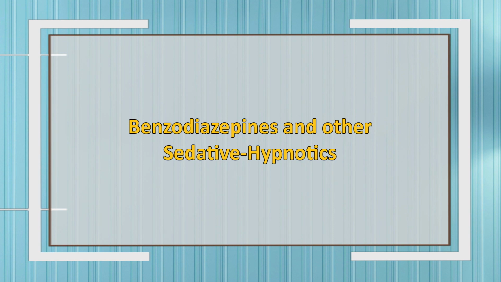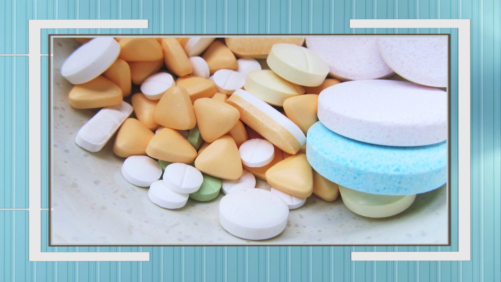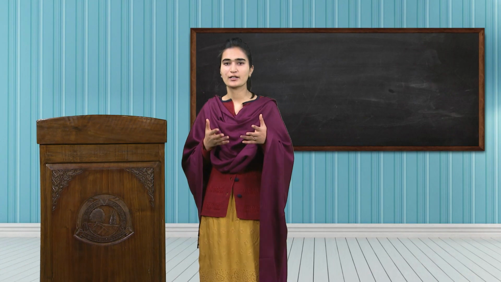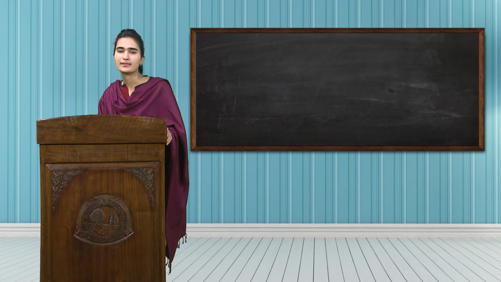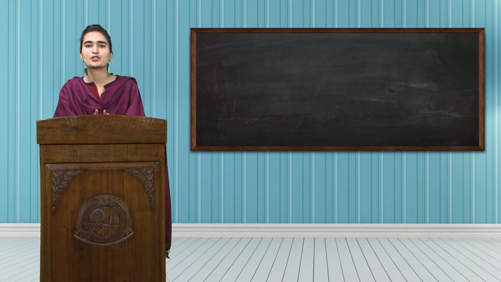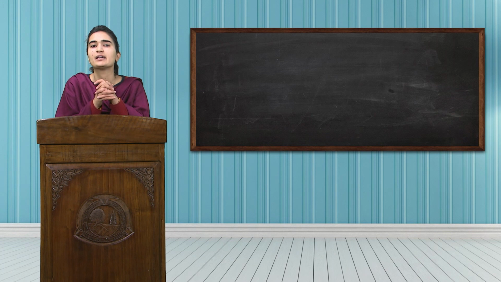Now, benzodiazepines and other sedative hypnotics. Since the discovery of chlordiazepoxide in 1957 by Sternbach, benzodiazepines have replaced other sedative hypnotics in the treatment of insomnia and anxiety. These are currently one of the most often prescribed drugs. Benzodiazepines produce their effects by acting on the benzodiazepine receptors, GABA-A, thereby indirectly increasing the action of GABA, the chief inhibitory neurotransmitter in the human brain.